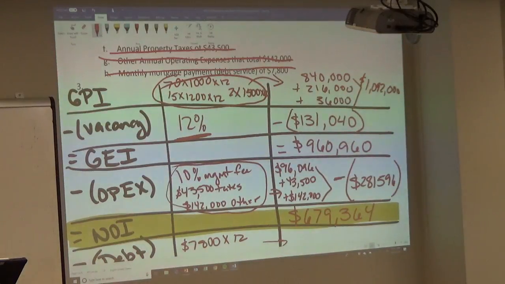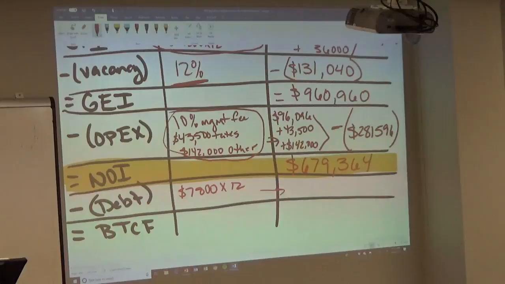$679,364. If you notice, this debt service payment did not come into the picture because debt service is below net operating income in the formula, so we didn't need it for this question. Okay, so $679,364 is your net operating income.